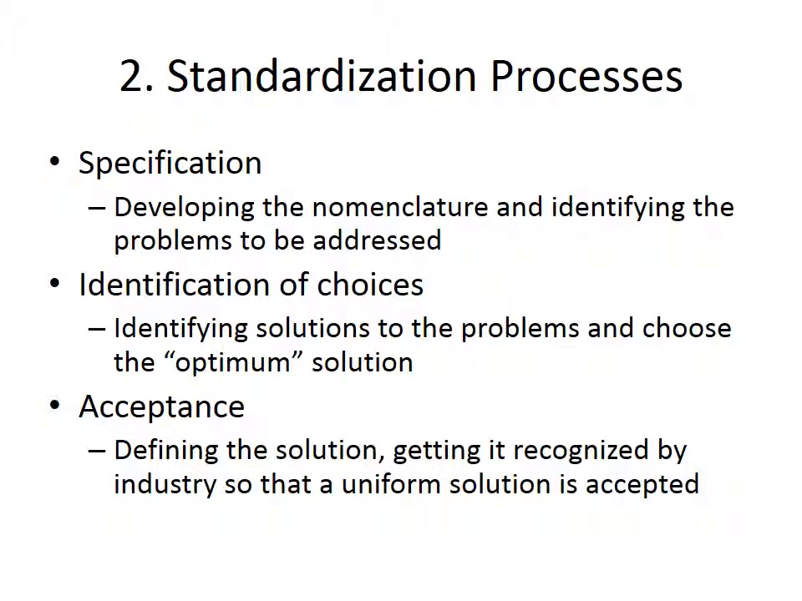Specification is the first step in standardization processes. An organization may develop the nomenclature and identify the problems to be addressed. Then they will identify solutions to the problems and choose the optimum solution. Then the industry will accept it as a uniform solution.